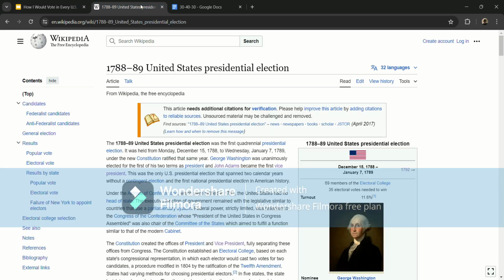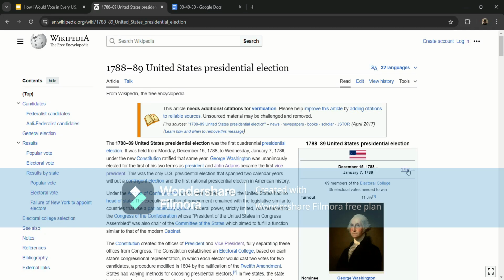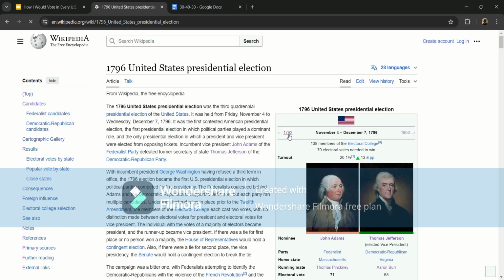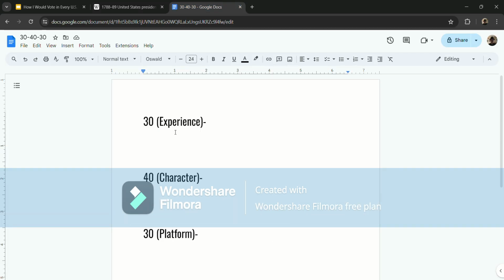I also have opened up a couple of tabs here, the Wikipedia article for every single election, which we can easily navigate between if I wish, to get some extra knowledge on some of the candidates or just to fact check myself if need be. And of course, this extra little special sheet that I made for myself called 30-40-30, which I will explain to you in just a moment. This will be used as a helpful cheat sheet to type in some extra little details to reveal why I'm voting the way that I am voting.